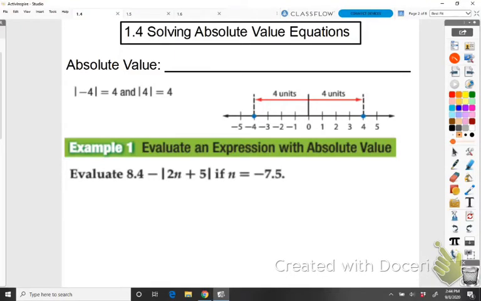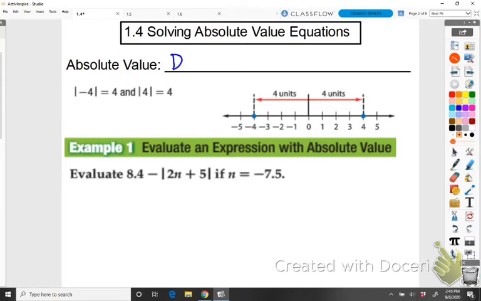This is lesson 1.4, solving absolute value equations. So first we need to recall what absolute value actually means. The number line illustrates this best, because the absolute value of -4 and the absolute value of +4 is 4 units. What this means, if you look at the number line, is -4 and +4 are both 4 units away from 0. And the distance is always a positive number. So that's what absolute value means.